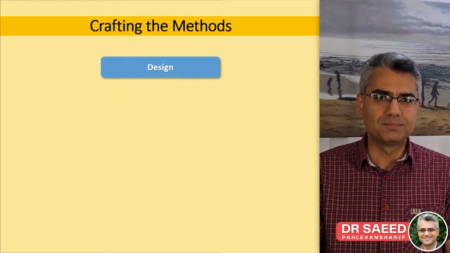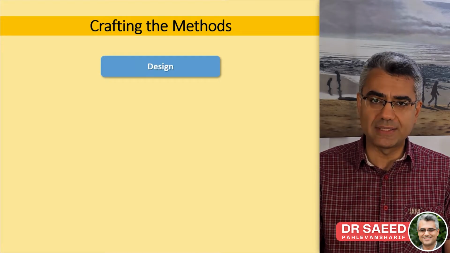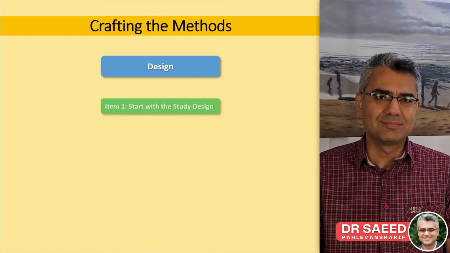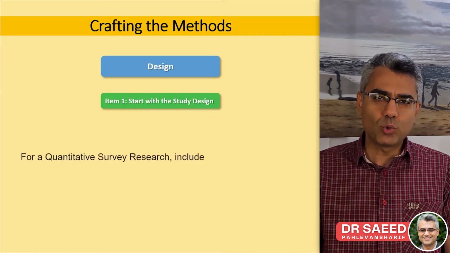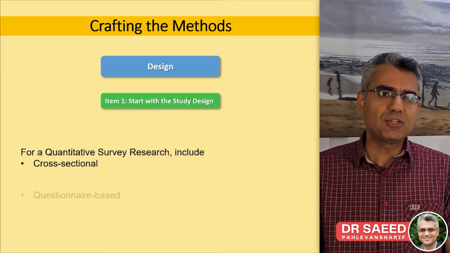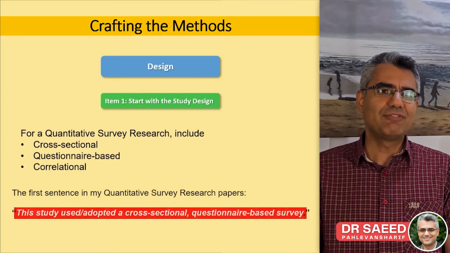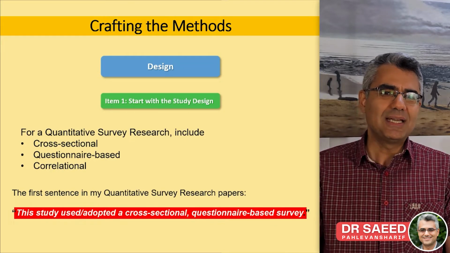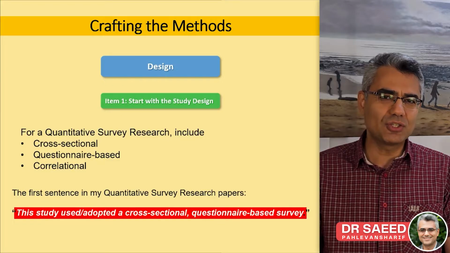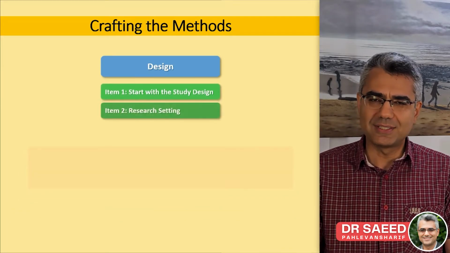1. Design. In the design subsection, you need to address several items. Item 1, study design. Begin by stating the study design of your research. For example, for quantitative survey research, you can mention cross-sectional, questionnaire-based, and correlational. As you can see, the first sentence in many of my quantitative survey research papers is usually, this study used a cross-sectional, questionnaire-based survey.